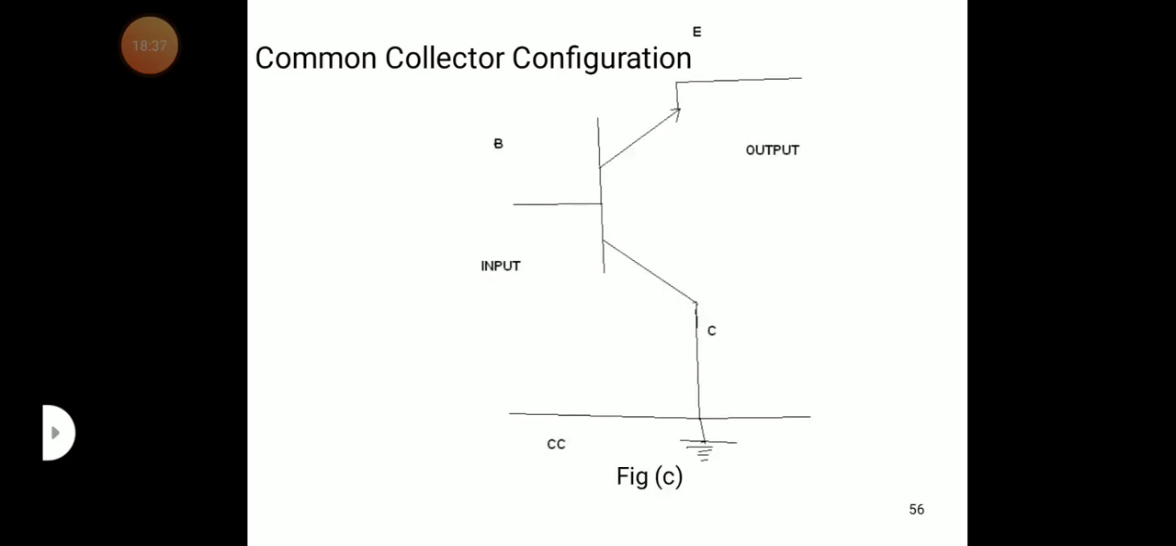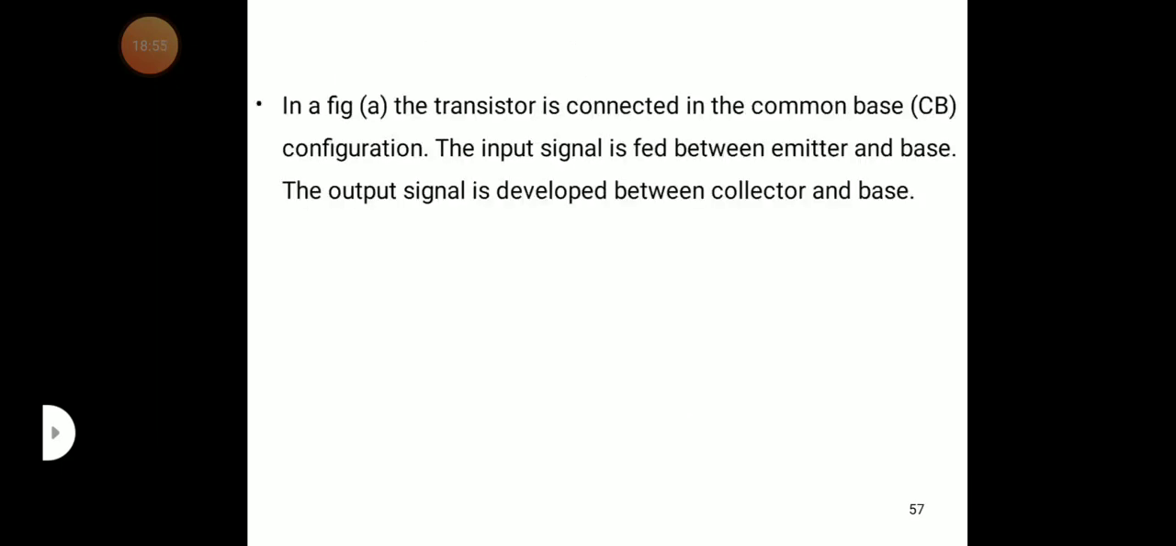The next one is the common collector configuration. The collector is common for both the input and output. So the input is given to the base and collector terminals, and the output is taken from the emitter and collector. So these are the 3 different configurations. Now we need to understand what type of characteristics these 3 configurations have and what characteristics are useful to make the transistor an amplifier. So we now try to discuss them.